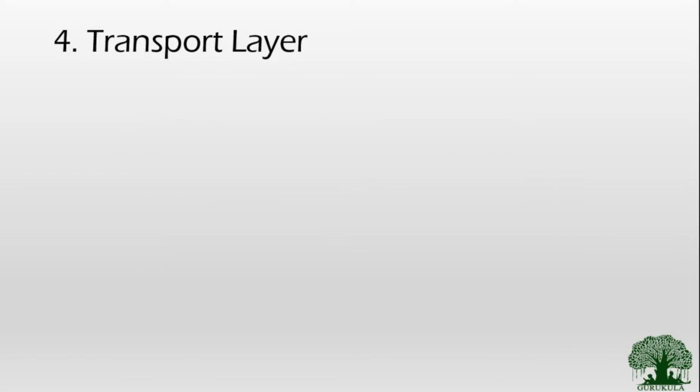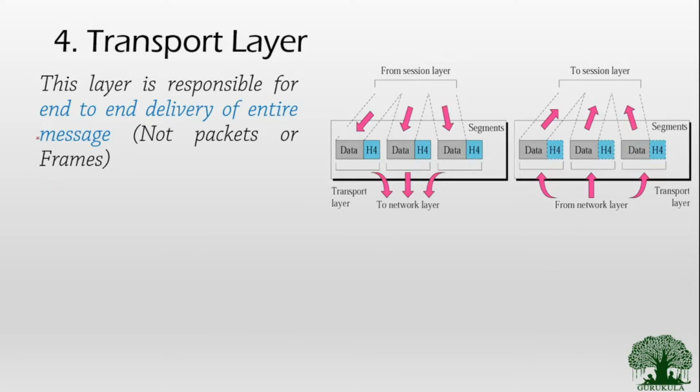Coming to the fourth layer, the transport layer. Your transport layer is responsible for end-to-end delivery of the entire message. So I would like to recall it again. Your data link layer is responsible for node to node delivery, and your network layer is responsible for end-to-end delivery, and now the transport layer is responsible for again end-to-end delivery.